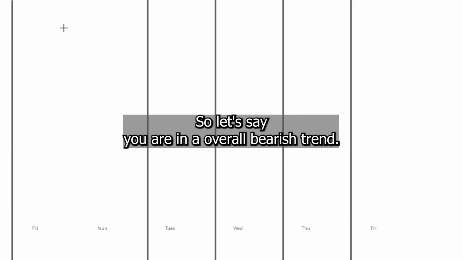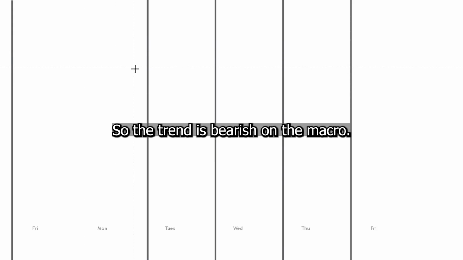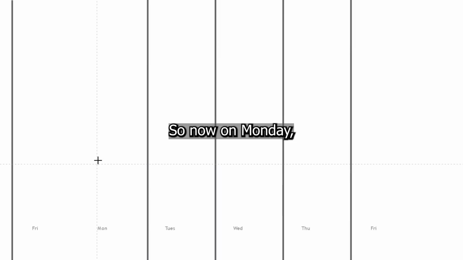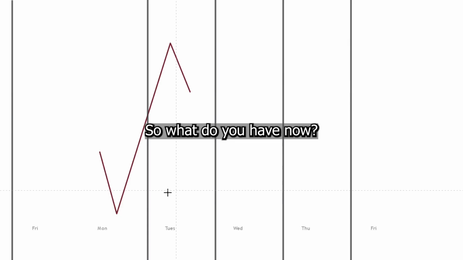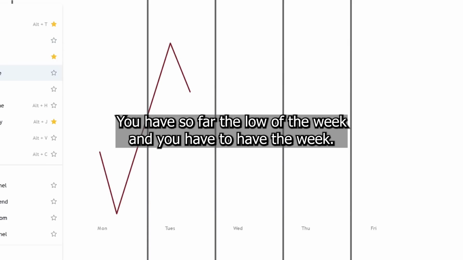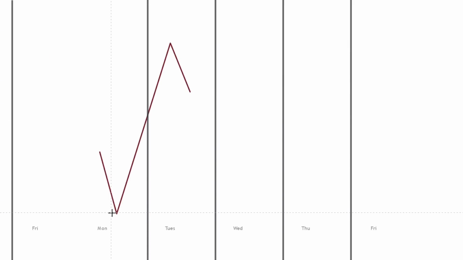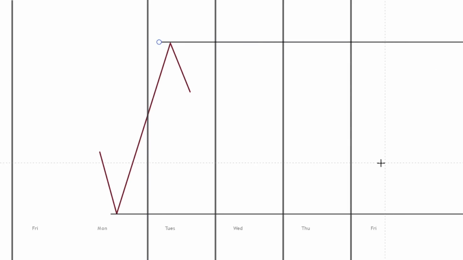Let's say you are in an overall bearish trend, so the trend is bearish on the macro. Now on Monday, price will set a low and on Tuesday, price will set a high, or vice versa. So what do you have now? So far you have the low of the week and the high of the week, and you want to mark those.